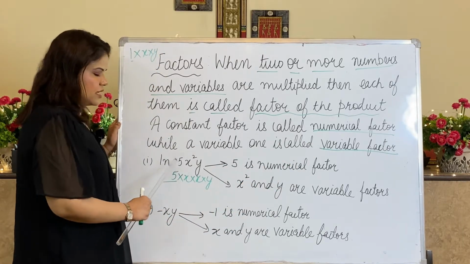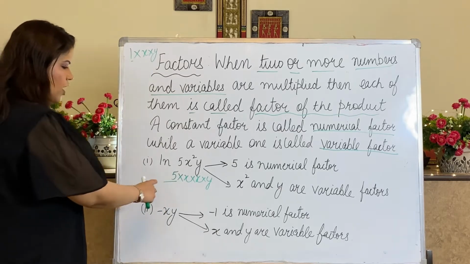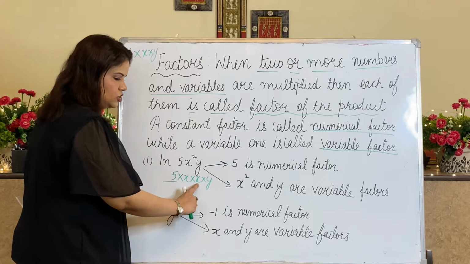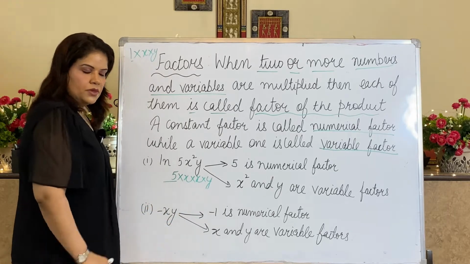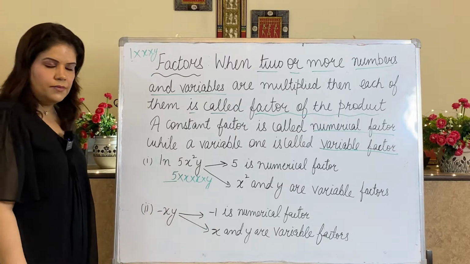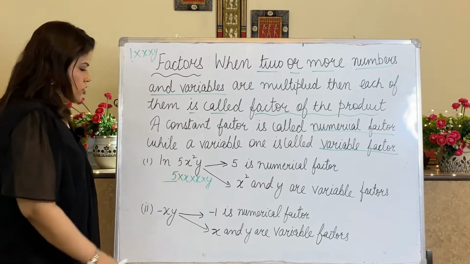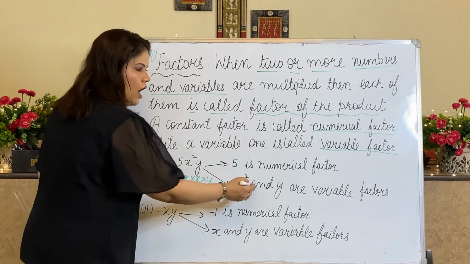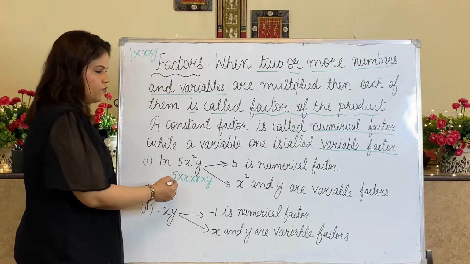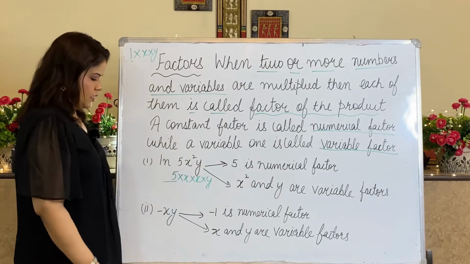Now I am taking this example, 5x square y. This can be written as 5 into x into x into y. These all are factors. 5 is a constant term. x and y are variables. So y here and x square here are variable factors, while 5 is a numerical factor.